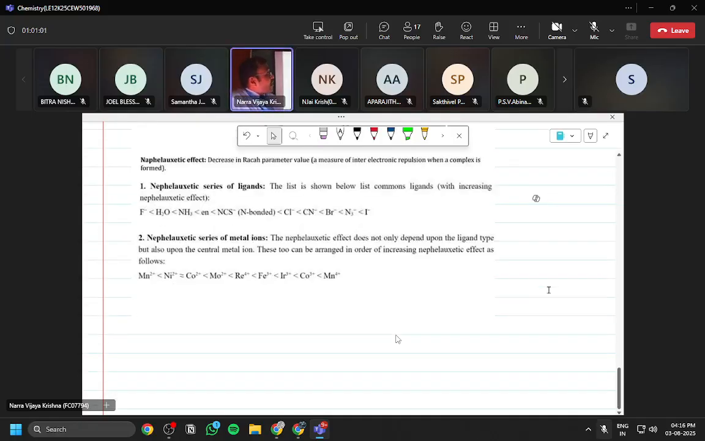Decrease in Racah parameter. What does Racah parameter mean? Inter-electronic repulsion in a complex is called the Racah parameter. Right? Decrease in inter-electronic repulsion when a complex is formed is named the nephelauxetic effect.